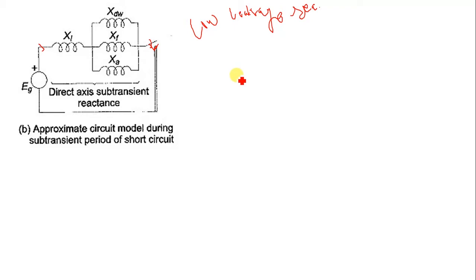Thus, during the initial part of the short circuit, the damper winding and your field winding XF will come into the picture, and they will be connected in parallel. Xa also will be there, but the field winding and damper winding come into the picture when we initially apply the short circuit. As the damper winding currents are the first to die out, XDW effectively becomes open circuited.